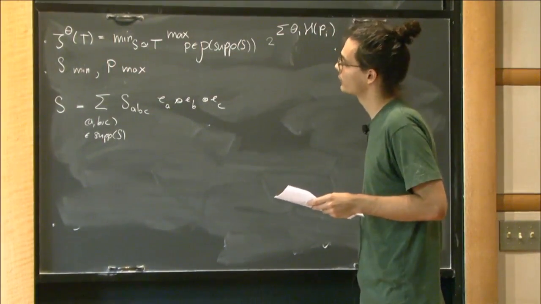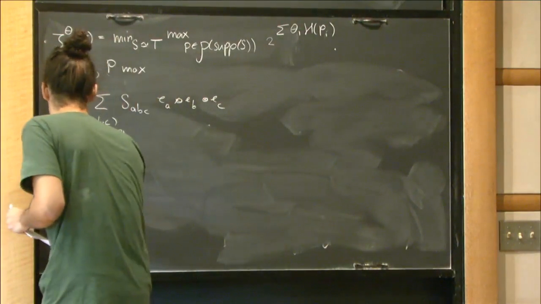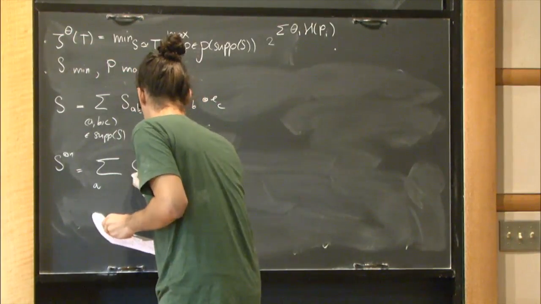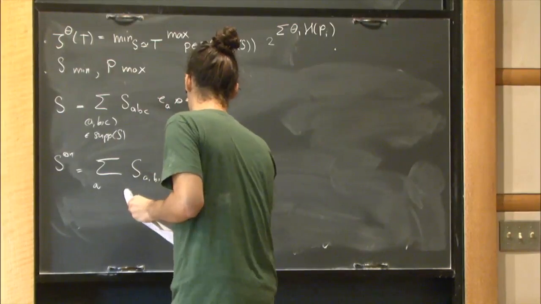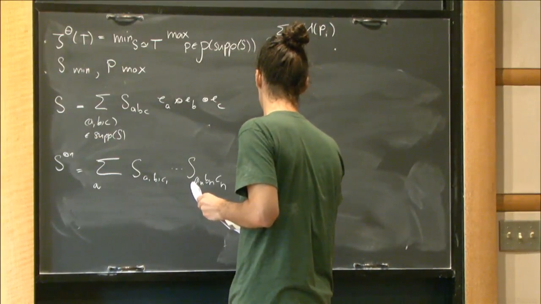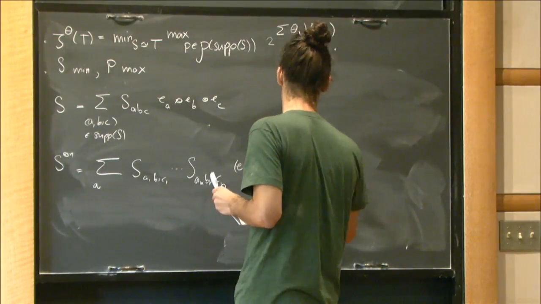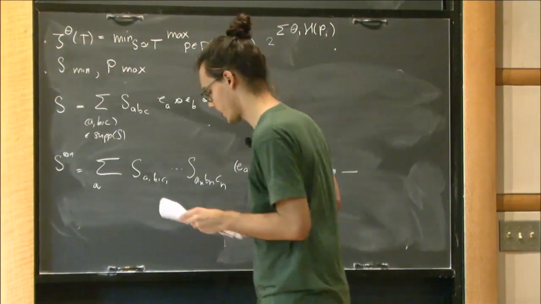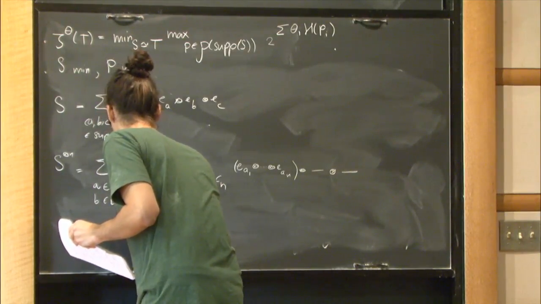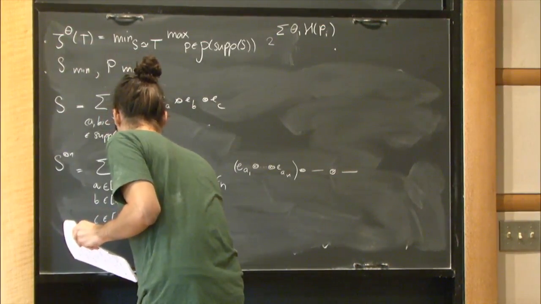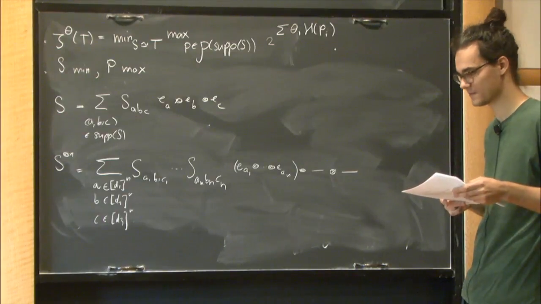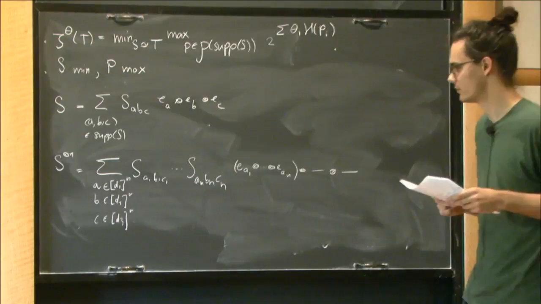But now I want to take S to the power n. So what happens if I take S to the power n? I get all these products: S of a1, b1, c1 through S of an, bn, cn. And here I get these basis elements e_a1 tensor dot dot dot tensor e_an, the same for the b's and the c's. So a goes over n-tuples now, same for b, same for c. I just wrote down what it looks like. Now the tensors are d1 by d2 by d3, S is d1 by d2 by d3, and n is something large.